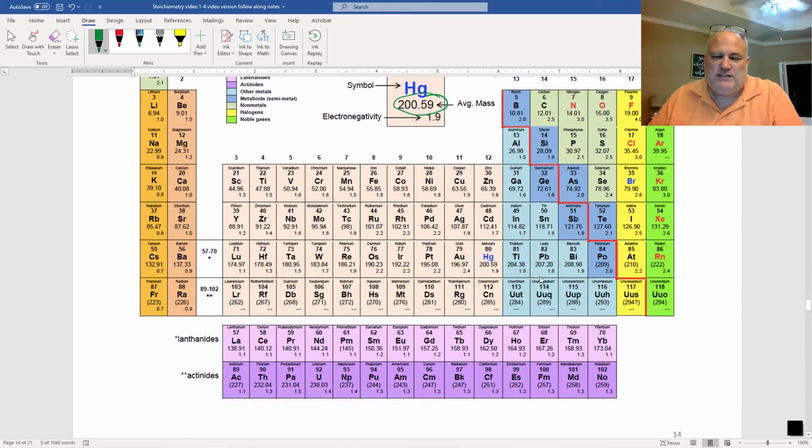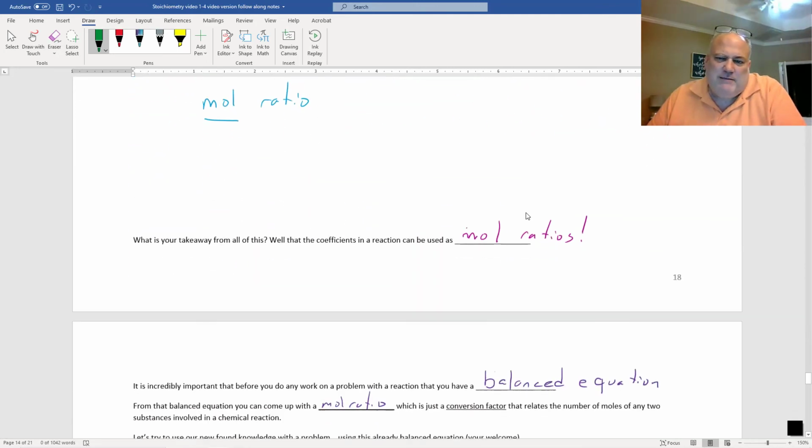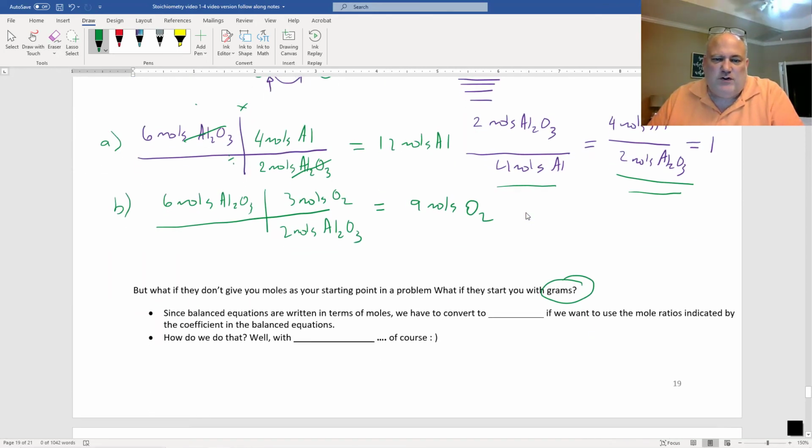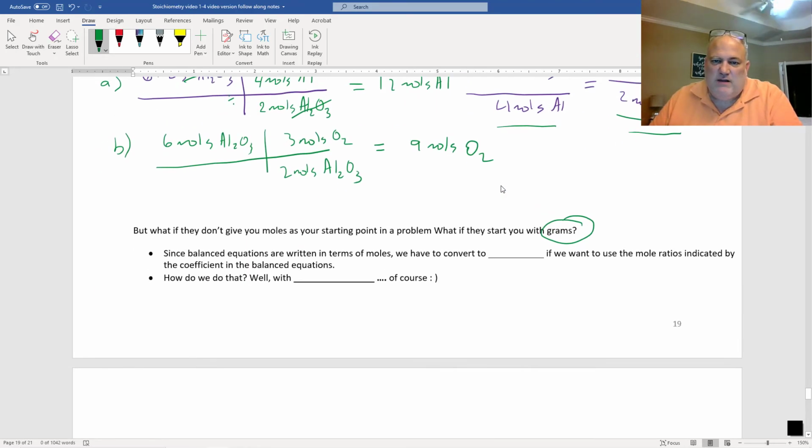So if they don't give us moles in a problem to start off with, they give us grams, no biggie, man. We can simply convert to moles. So in this part here, it's really important. Since all of our equations are written in moles, and I did this little underlining thing right here, that means that whenever we are doing a problem, we have to convert to moles regardless of the unit they start us off with. And how do we do that?